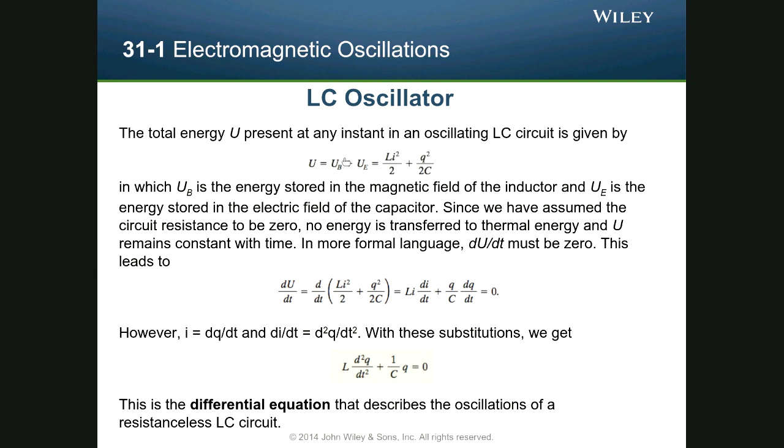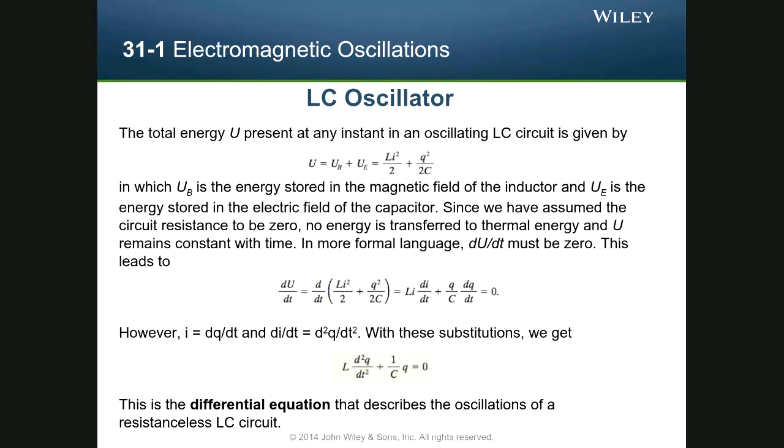So it's U_B plus U_E. We saw that on the previous slide. And then you can just replace that with (1/2)Li squared plus Q squared over 2C. Now, you can invoke the conservation of energy, right? And say that for the total energy, dU/dt will be equal to 0. And then you can get a conservation term that will help you make sense. So let's take a look at that here.